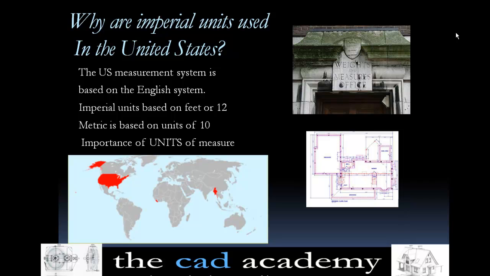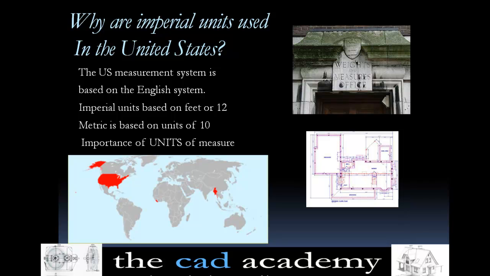In the United States, we use imperial units. And some people say, why in the world are we on imperial units? The reason being is the people that settled the United States were from England. And this is actually the Weight and Measures Office from about that time. The imperial units are based on feet, or units of 12. If you look at the map below there, in red are the nations that still use imperial units. Even England doesn't use imperial units anymore. Everybody else has gone to metric. And of course, metric is based on units of 10.